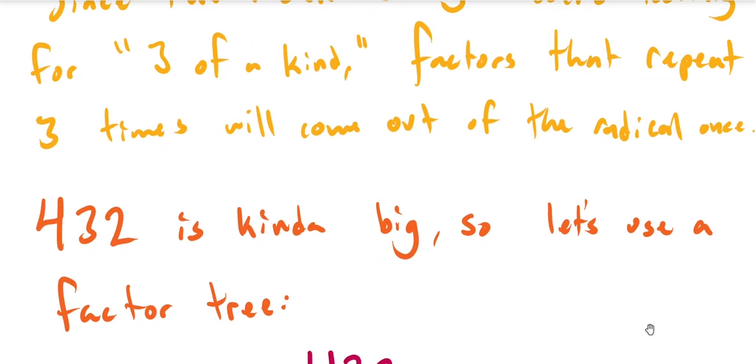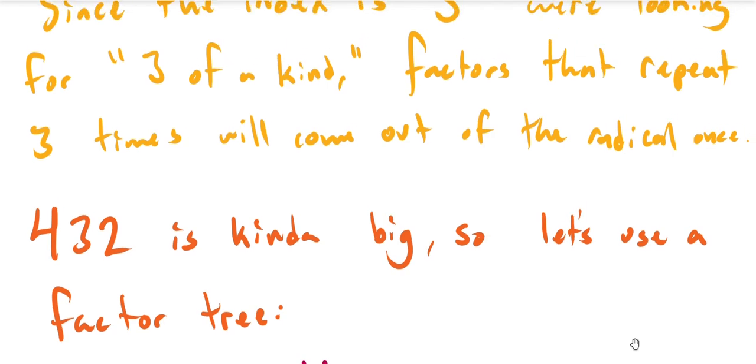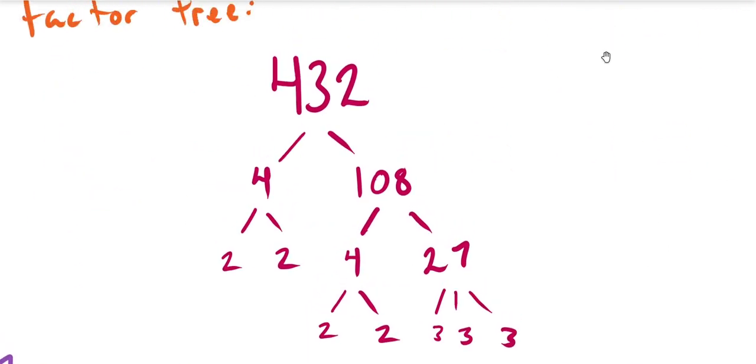Now, 432 is kind of big, though, so to list its factors, we might want to utilize a factor tree. So let's go over again how to make a factor tree. If you notice there's a divisor of this number, and I notice that 4 and 32 are both divisible by 4, so we could divide 4 into 432, and get 108.